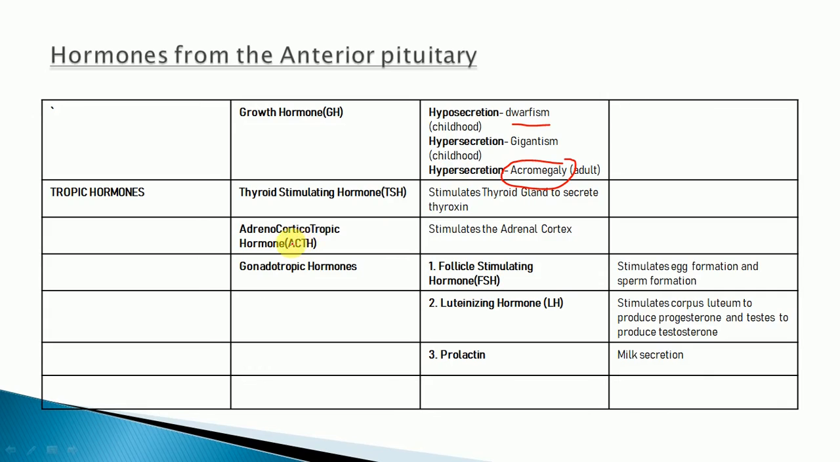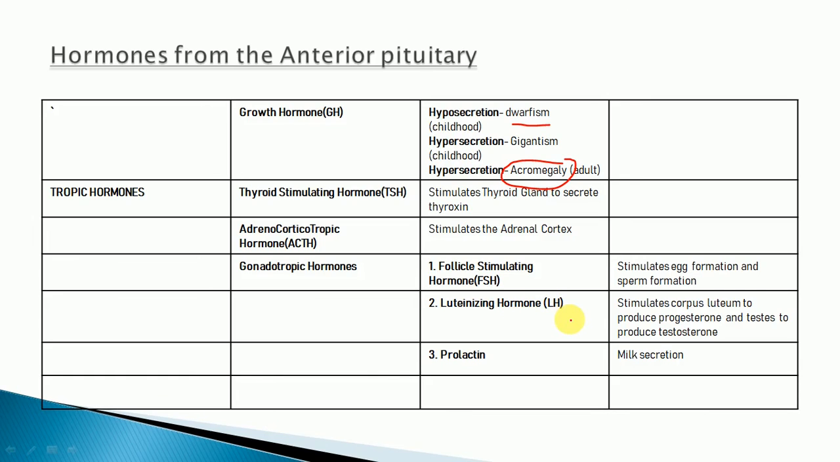Next tropic hormone is adrenocorticotropic hormone. This hormone stimulates the adrenal cortex to secrete its hormones. Next is gonadotropic hormones. Gonadotropic hormones are of three types. First is follicle stimulating hormone, which is called FSH. It stimulates egg formation and sperm formation in the reproductive organs, egg formation in the female and sperm formation in the male. This is due to the hormone called FSH.